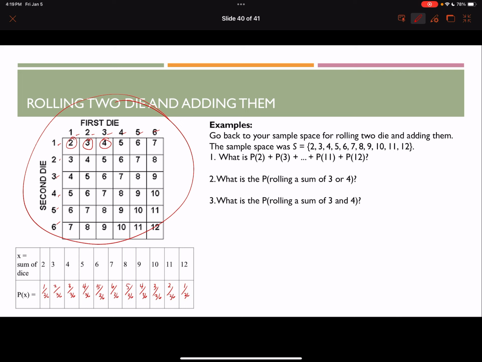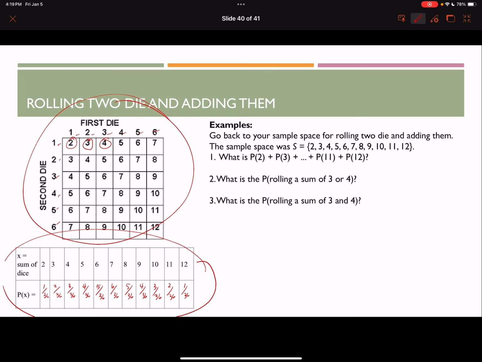And then from there, we came up with the probability model, right? So the sum of the dice could be a 2 through a 12, and then here's all the corresponding probabilities. We already calculated these earlier, right? Okay. So here's our sample space.